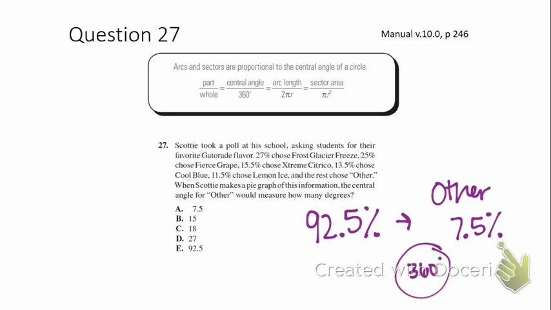So remember, when I'm finding a percentage, I need to move my decimal place 2 spots to the left. So I'm going to do 0.075 times 360 degrees, which gives me 27 degrees. And that is my answer.